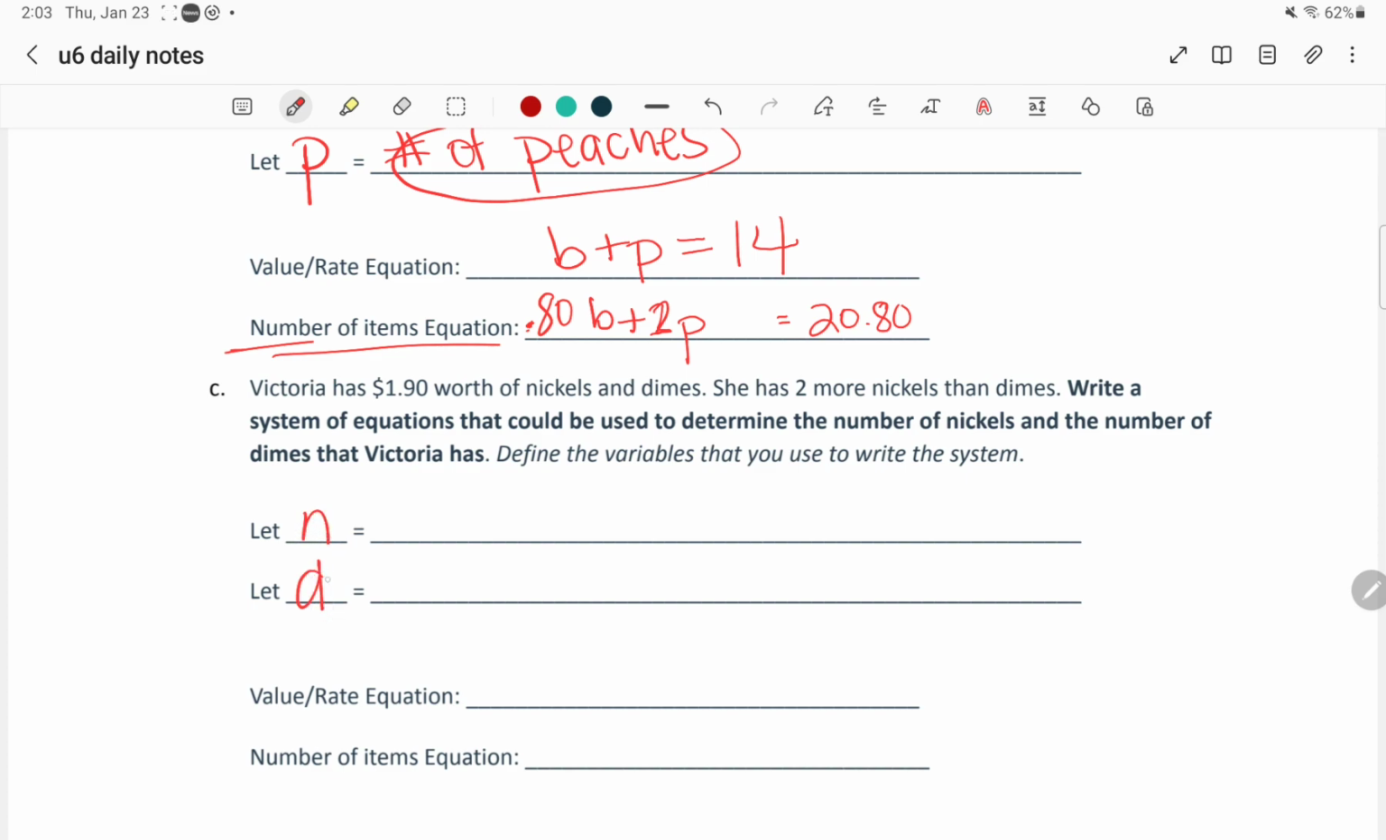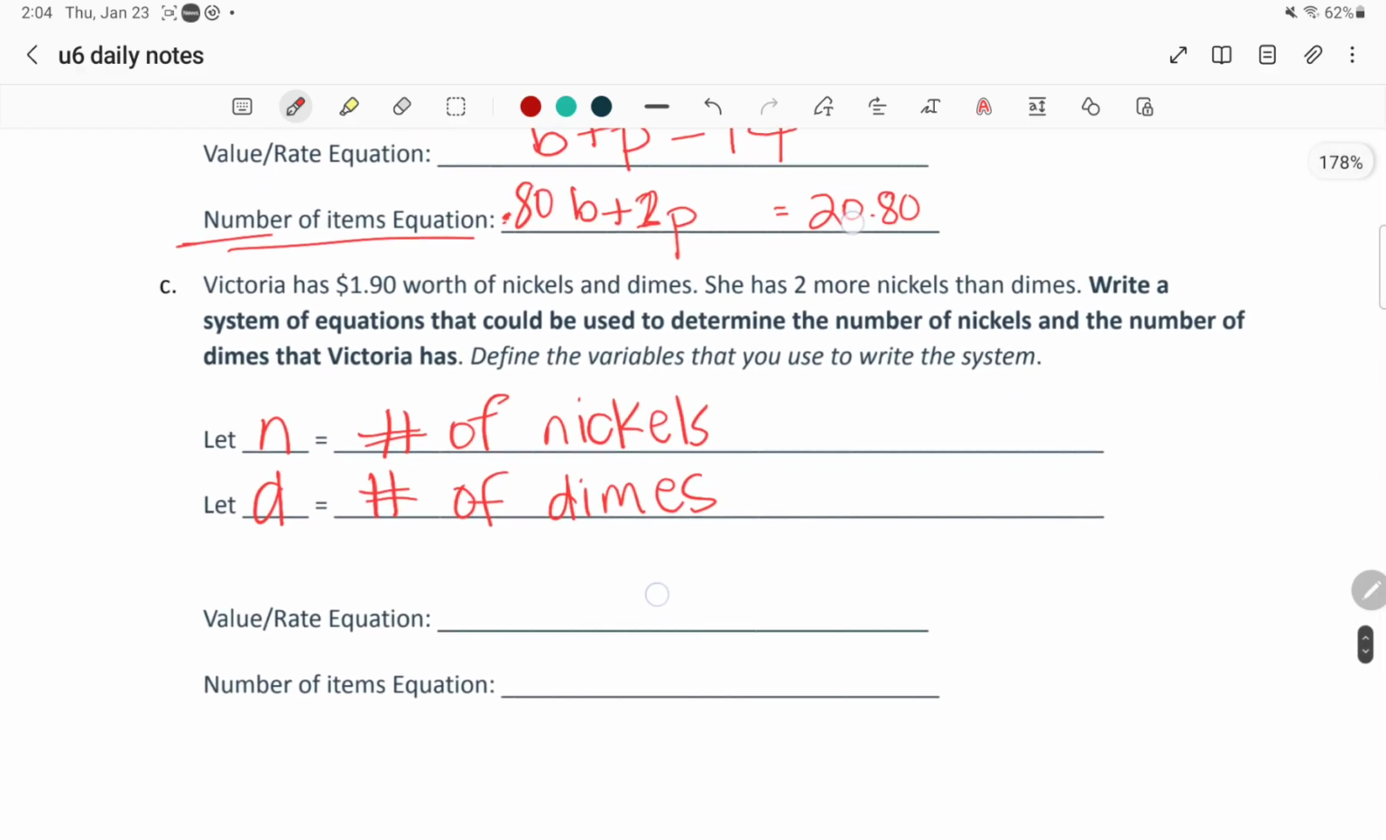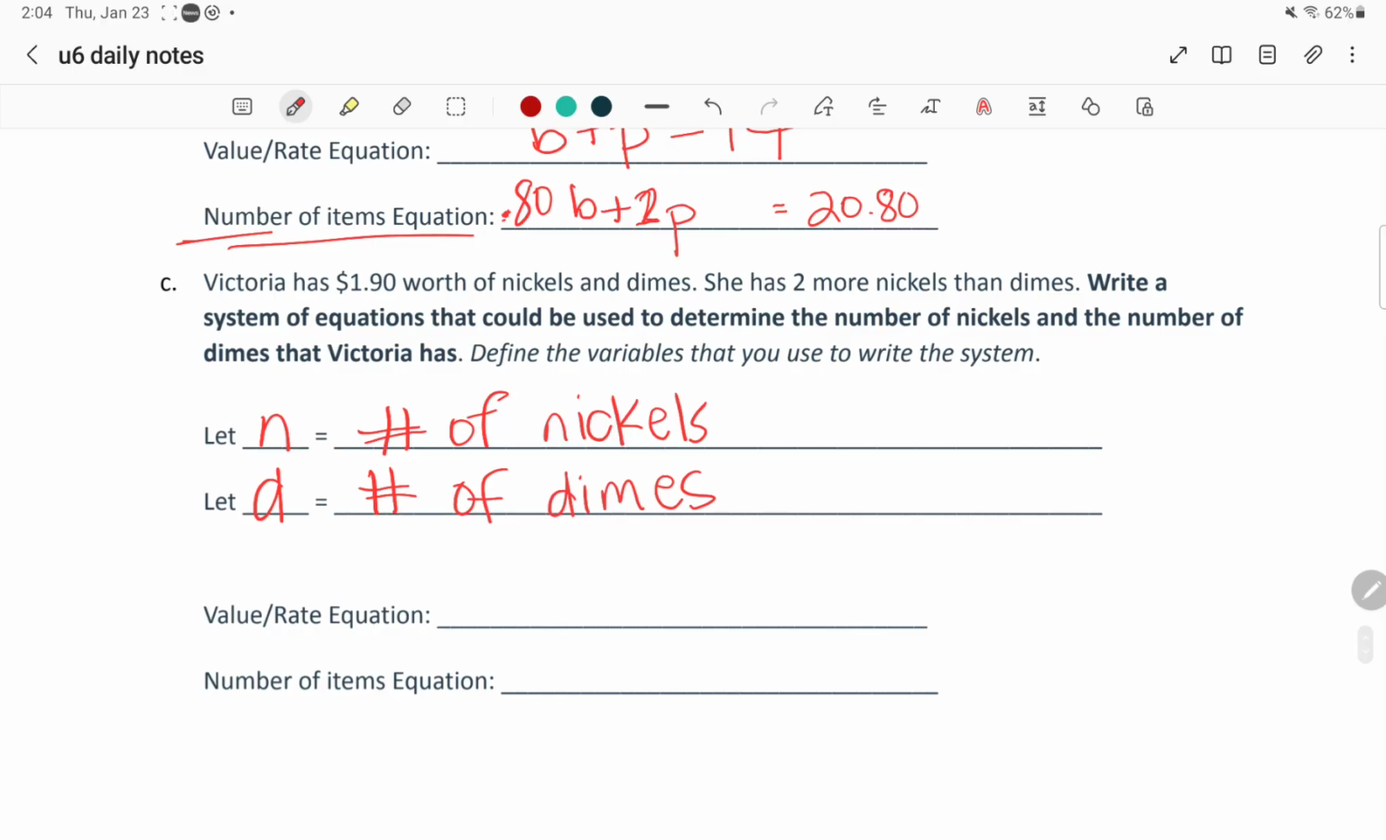We've got nickels and dimes, so let's do N and D. Victoria has $1.90 worth of nickels and dimes. She has 2 more nickels than dimes. Write a system of equations that can be used to determine the number of nickels and the number of dimes. Okay. This one didn't give us a lot of information. That's why I put it on here, because I wanted to talk about nickels and dimes. We were only given 2 things, but I know a thing or two about nickels and dimes.